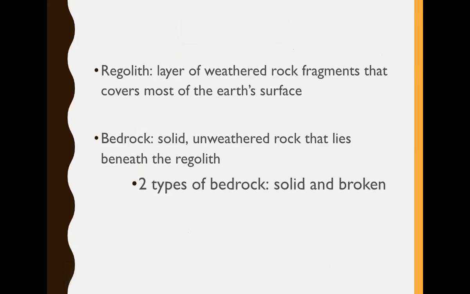So the first thing we're going to talk about today with soil is regolith. This is a layer of weathered rock fragments that cover most of the Earth's surface. Then there's what is known as bedrock, and this is solid unweathered rock that lies beneath the regolith. There are two types, solid and broken. Obviously, exactly what they say they are. If something's solid, it's whole, put together, and if something's broken, it's pieced up, okay?